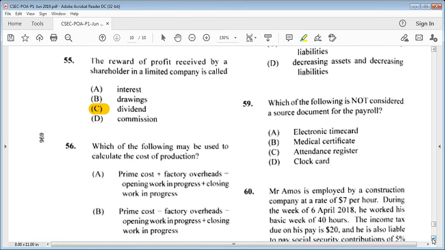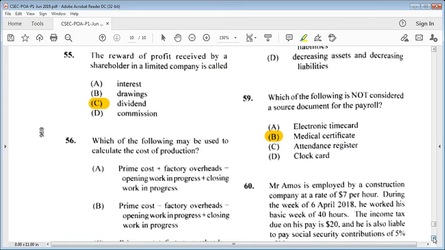59 says, which of the following is not considered a source document for the payroll? A, electronic time card, B, medical certificate, C, attendance register, D, clock card. The answer is B, medical certificate. All the others are considered documents of the payroll.